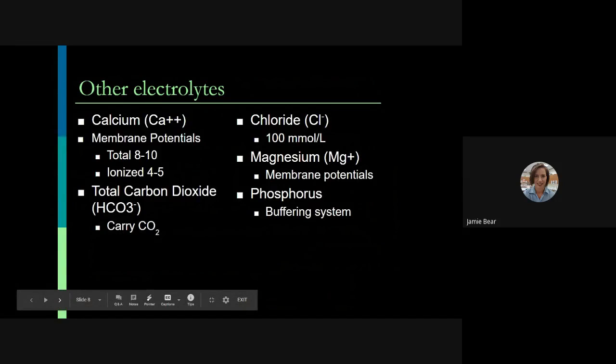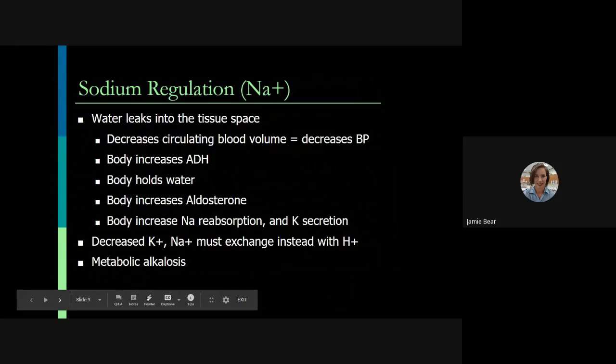Other electrolytes are calcium, total carbon dioxide, which is the same thing as bicarbonate, because if you remember, bicarbonate carries our carbon dioxide levels from the tissues to the lungs to get exhaled out. Chloride then is our negative charged anion. That, as well as magnesium, helps maintain our action potentials in our body. They also help to a small degree with the buffering systems of the pH in our blood.